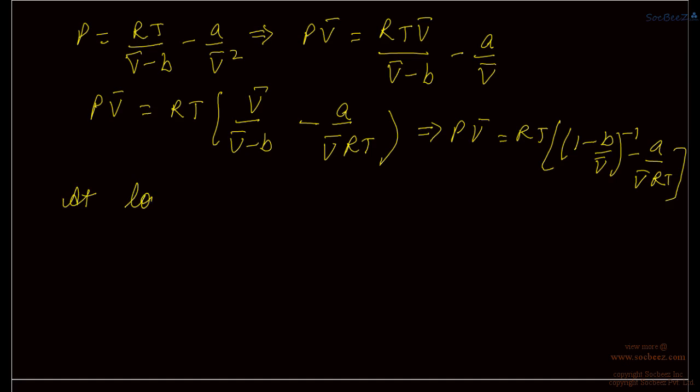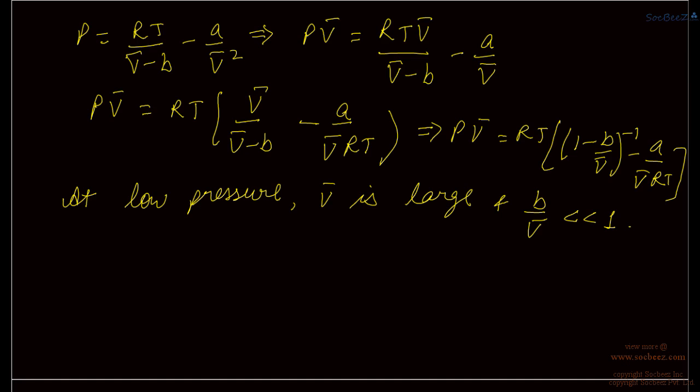Okay. Now, at low pressure, V bar is large, and therefore V upon V bar is very, very smaller than 1, because B is already small, V bar has become large, and hence V upon V bar is very, very smaller than 1. Therefore, the term 1 minus B upon V bar minus 1 can be expanded.